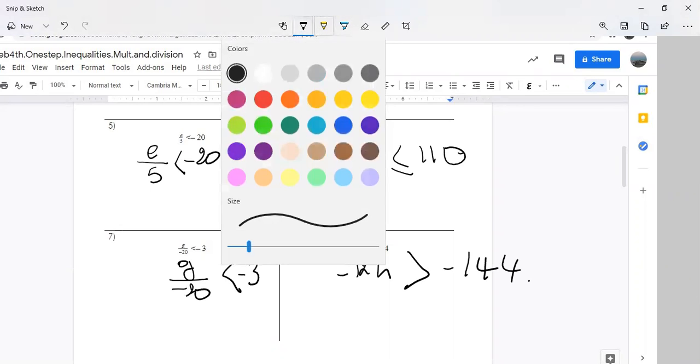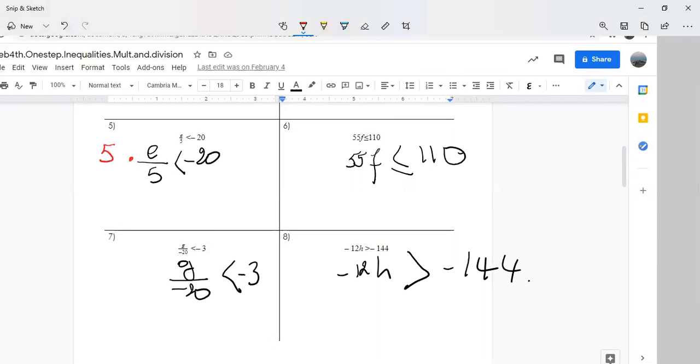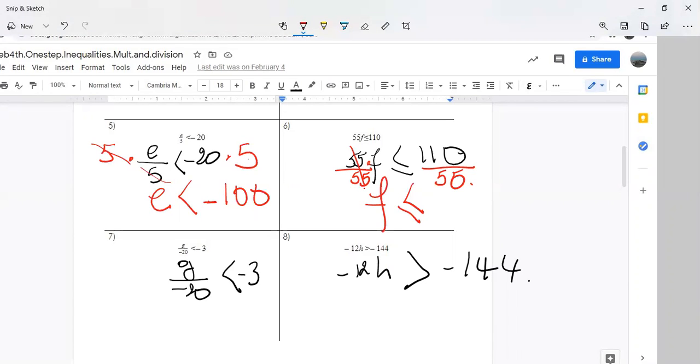Okay, so it's a division here. The opposite is multiplying by 5 on both sides. I multiplied by a positive number, so nothing happens to the inequality symbol. It stays exactly the same. Here it canceled, and you're left with e less than. 20 times 5 is 100, and a negative times a positive is a negative, so e is less than negative 100. Here again, I'm going to divide both sides by 55. It cancels, and I divided by a positive, so the inequality stays the same. This is f, and 110 divided by 55 is 2, so f is less than or equal to 2.